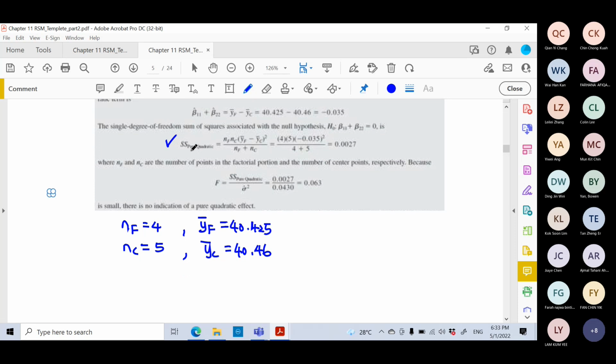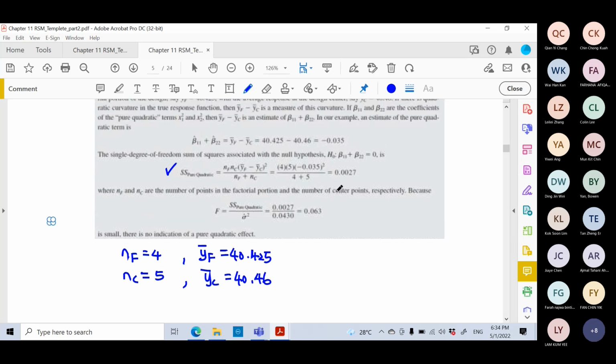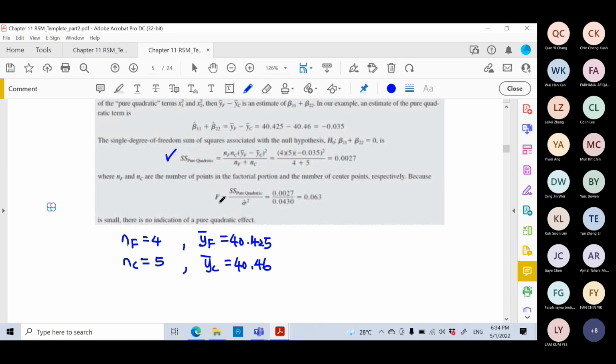Of course, you need to calculate the sum of squares for the pure quadratic, which is given by this formula. I have shown you what this formula looks like, and I also have shown you how to find the relationship between the mean for the factorial and the mean for the center points. So this one is the F test. The F test is given by the sum of squares for pure quadratic, 0.0027, divided by the MSE, which is equal to 0.0430. So you get 0.063.